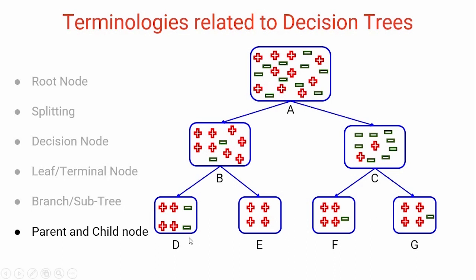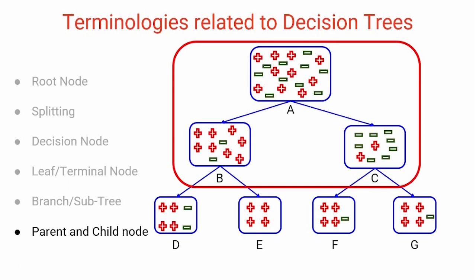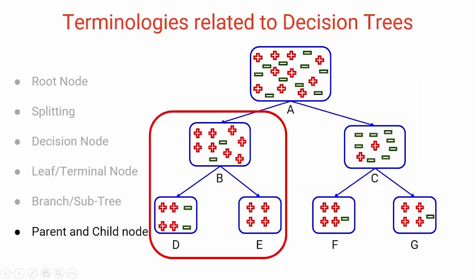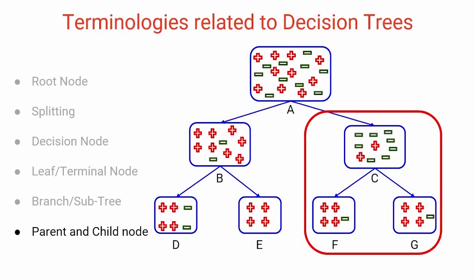So let's say these are the names associated with each node: A, B, C, D, E, F, G here. So when we look at this particular section highlighted in the red border, A is the parent node and B and C here are the child nodes of A. Similarly, in this, B is the parent node and D and E will be the child nodes. And of course, you must have guessed this by now. C will be the parent node and F and G will be the child nodes.